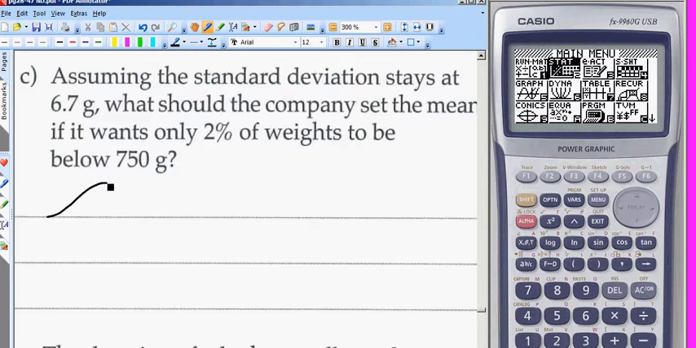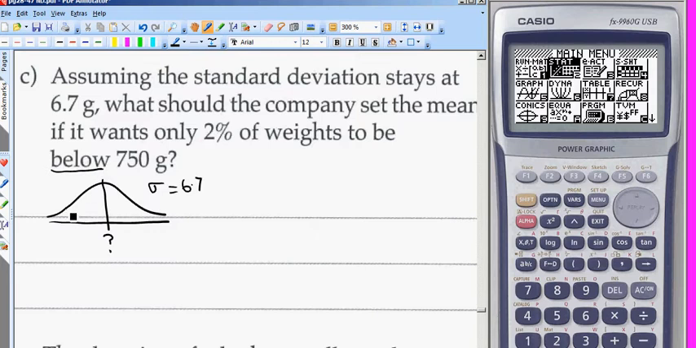So we'll start with our curve. We're going to need quite a bit of space for this one. What should the company set the mean to be? So we're going to have a new mean. Standard deviation stays the same. The company wants only 2% of weights to be below 750.